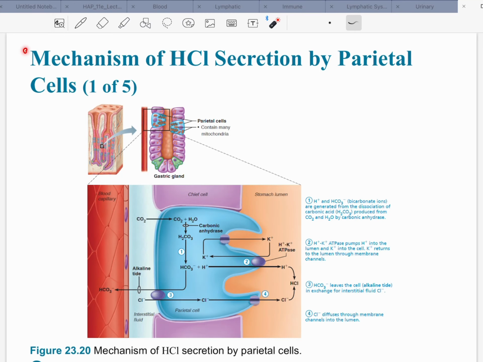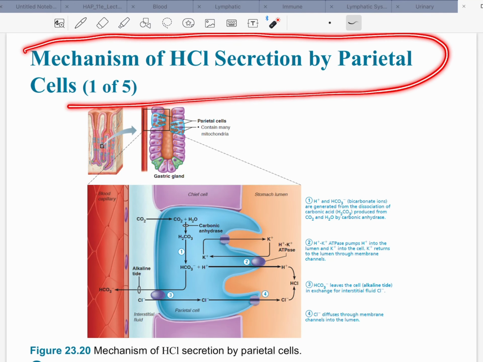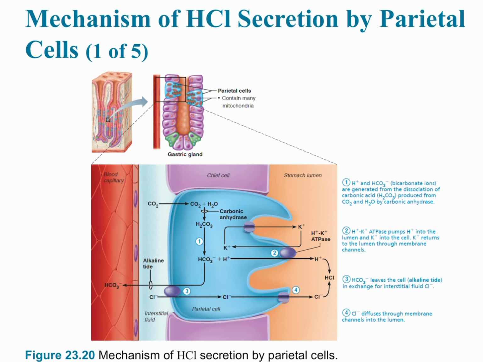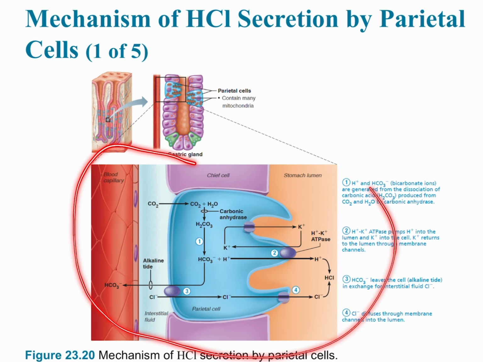Let's take a few minutes and have a look at the mechanism of hydrochloric acid secretion by the parietal cells. So we're going to focus in on this diagram, and of course the parietal cells we've already talked about in the past. So here's a diagram of the gastric gland, part of the gastric pits, and we can see the parietal cells are located here. And then let's have a close-up here.